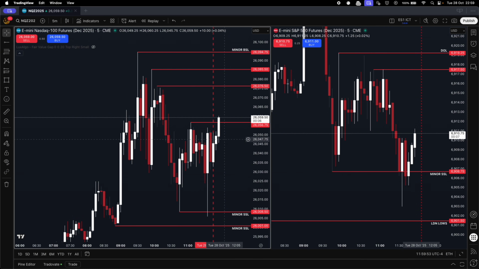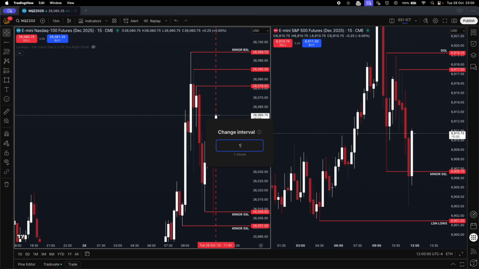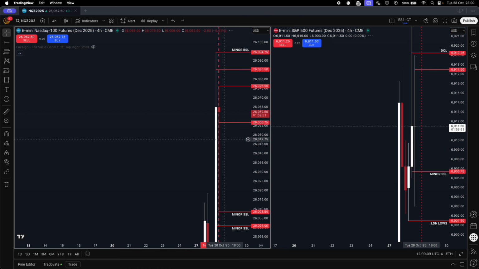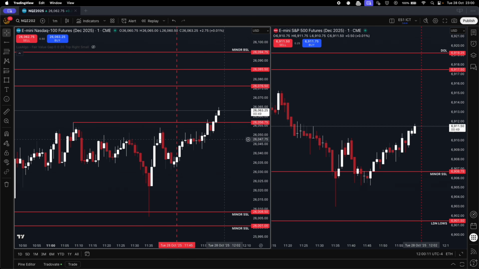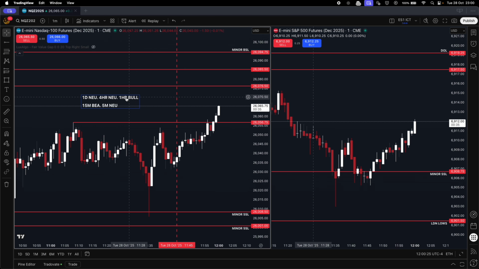So the 5 minute is neutral and the 15 minute is bearish. The 1 hour is bullish, so we're neutral, and the 4 hour is neutral, so we're neutral. 1 day neutral, 4 hour neutral, 1 hour bullish, 15 minute bearish, 5 minute neutral. So they cancel out.